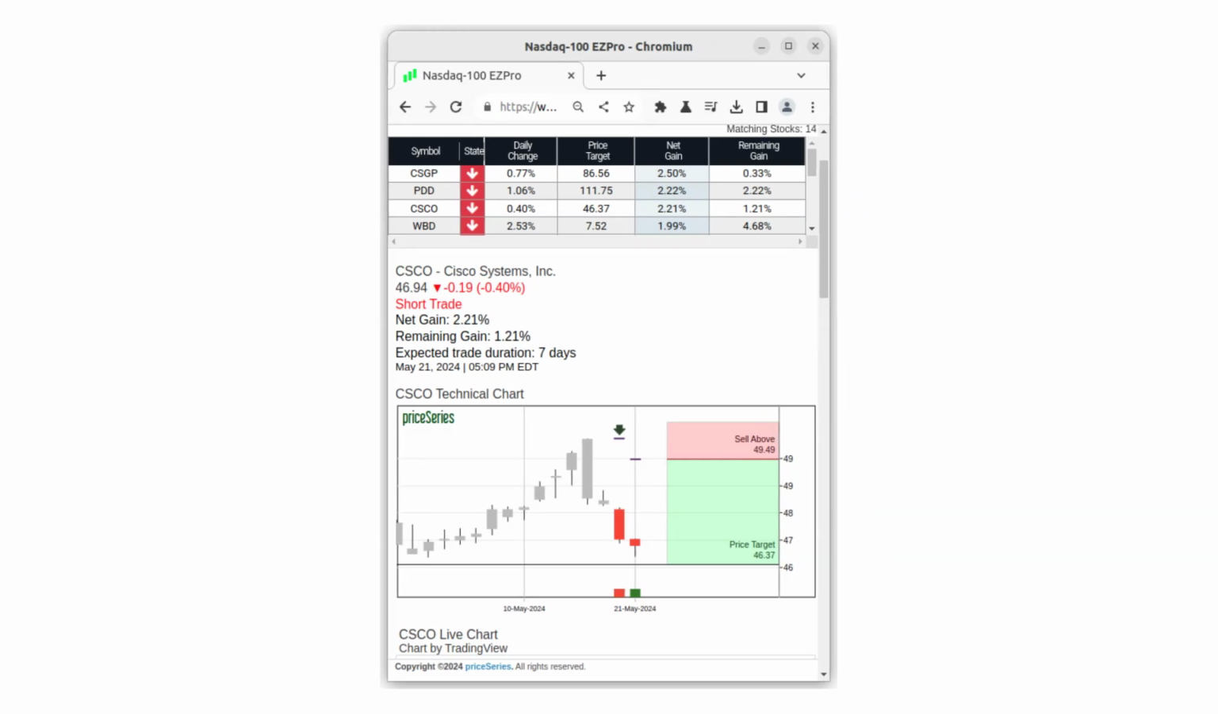Now let's take an example of a short trade. We have selected Cisco Systems from the table. As you can see, the trade details indicate it is a short trade and the technical chart indicates the inverse stop loss and the price target.